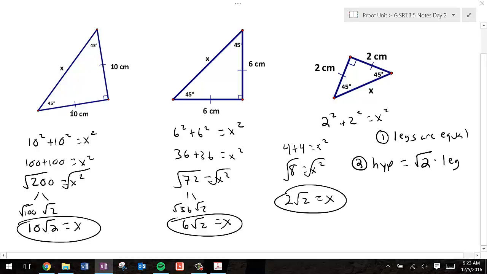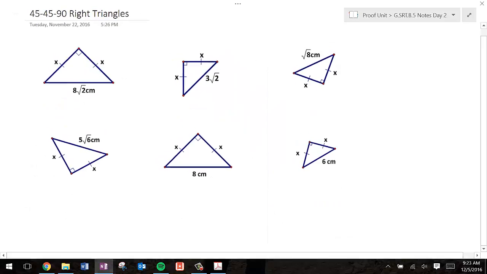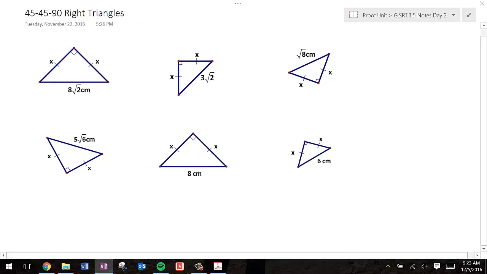And that allows us to solve any of these problems using this rule. It's just one rule, and it's a really quick shortcut. So we've got 6 problems here in our examples that I want you guys to take a look at. In each one, they've given us the hypotenuse. And we have to divide by 2 to get our leg, because we said that our hypotenuse is equal to square root 2 times my leg.